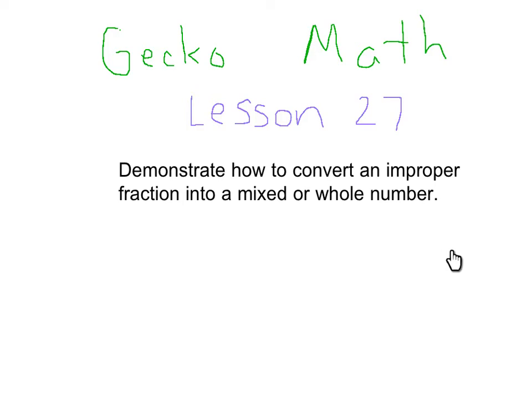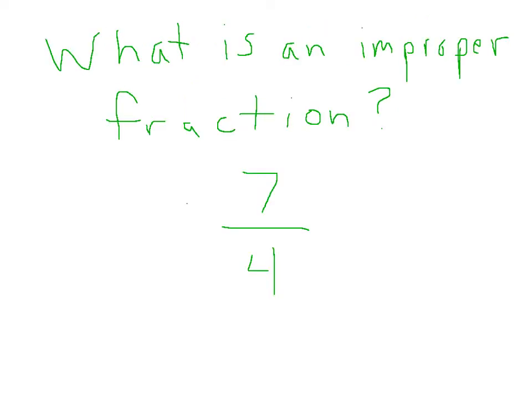In lesson 27, we are going to demonstrate how to convert an improper fraction into a mixed or a whole number. So from there, we need to think about what exactly is an improper fraction. If you look at this fraction right here, you'll notice it's not like the normal fractions we're used to seeing. I've got a numerator that's 7, which is larger than my denominator, that's 4. When I've got a larger numerator than denominator, that means I've got an improper fraction. Make sure you write that down so you don't forget, although this should be review for most.